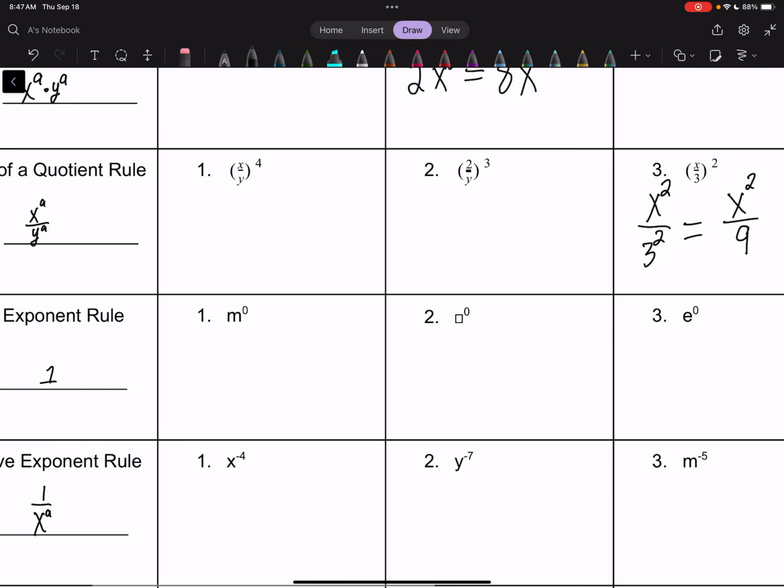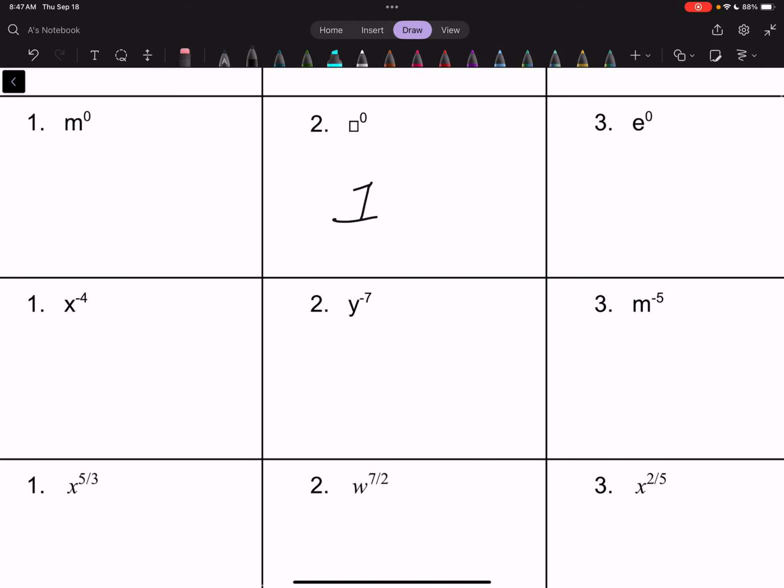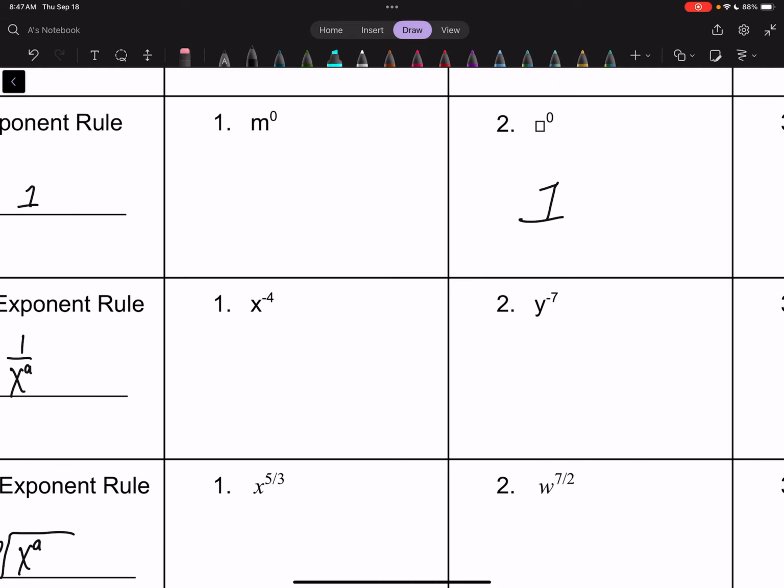Anything raised to a power of 0 is 1. Negative exponent: I am reciprocating my number, 1 over x, and then to the positive 4th power.